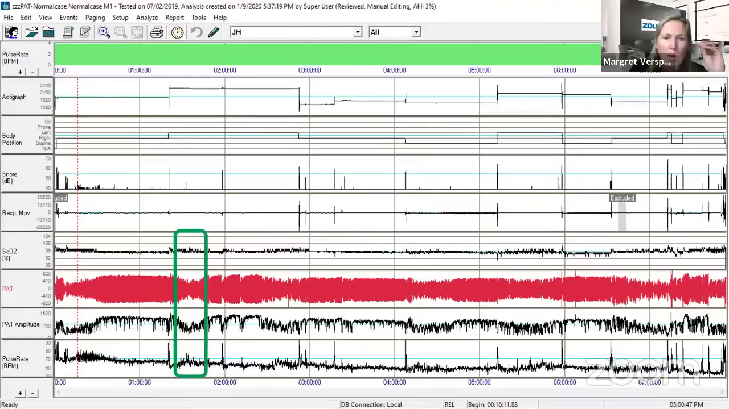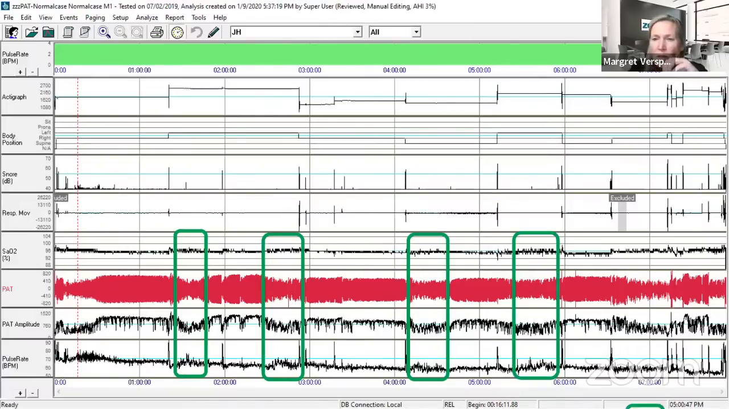So this is the first REM period in this patient. And we have 4 more. And this is the other one. And this is the following one. And we can see actually the periodicity in the sleep. Here is one next, and here is another one.